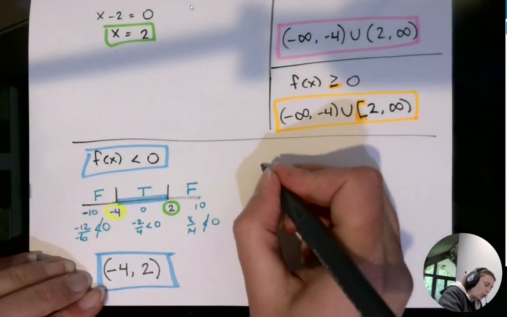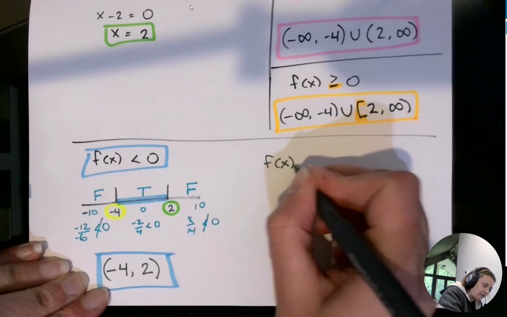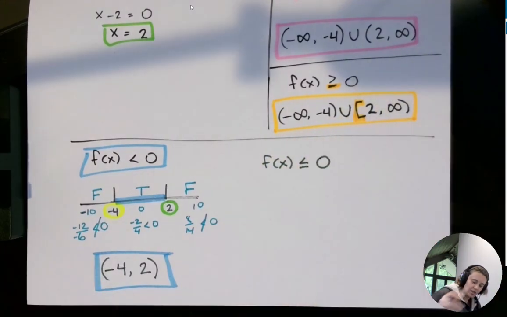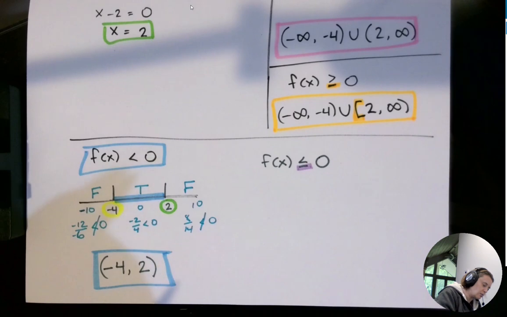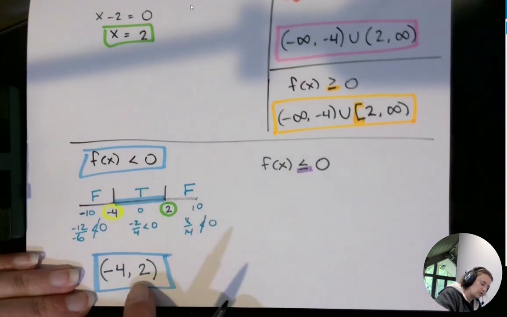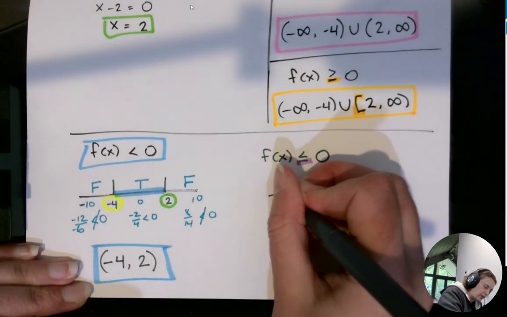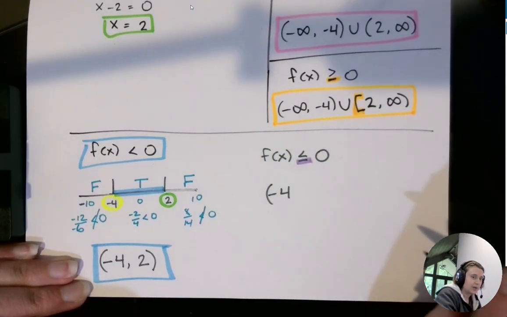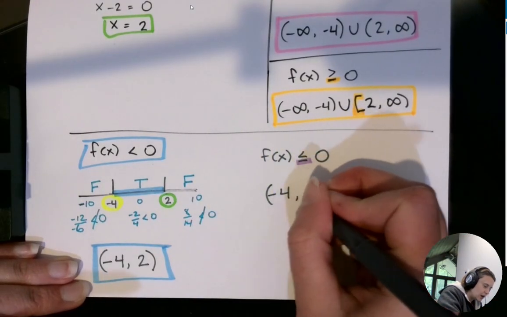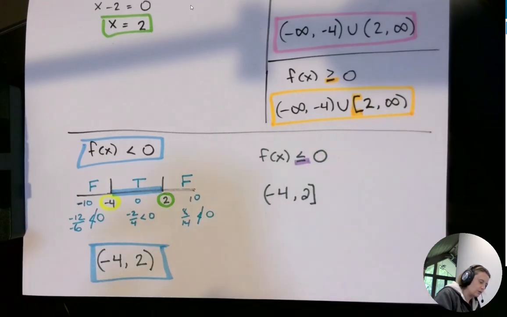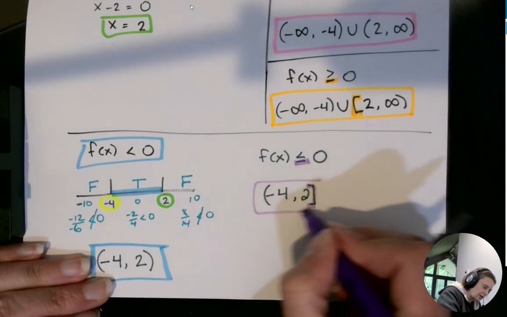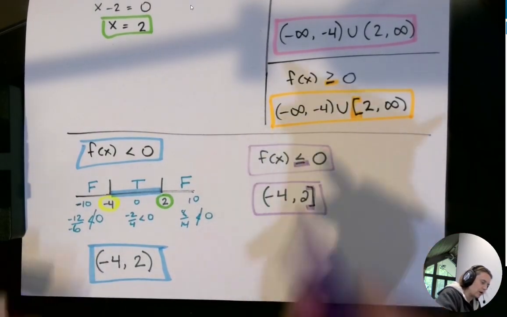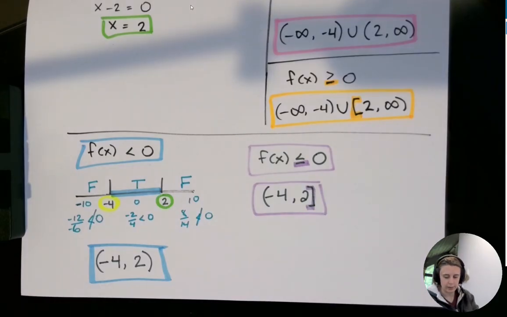Just in case, what if you did have an equal bar? How would that change it? If you did have an equal bar, everything would remain the same about this solution, but you're going to include the solution value for the 2. So the solution would have been from negative 4, not including, because negative 4 is a domain exclusion, up to 2, and you would include the 2 because it is a solution value. So the solution would look like this if it was less than or equal to 0 instead of just less than.